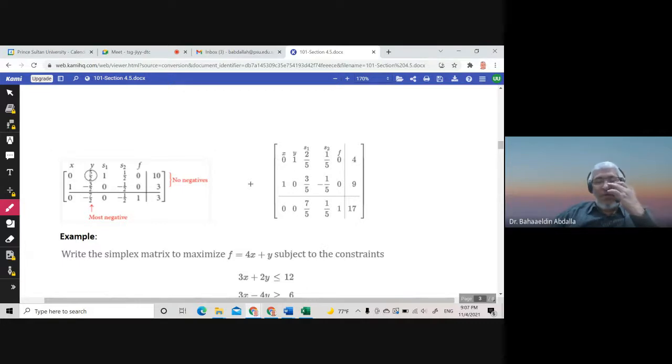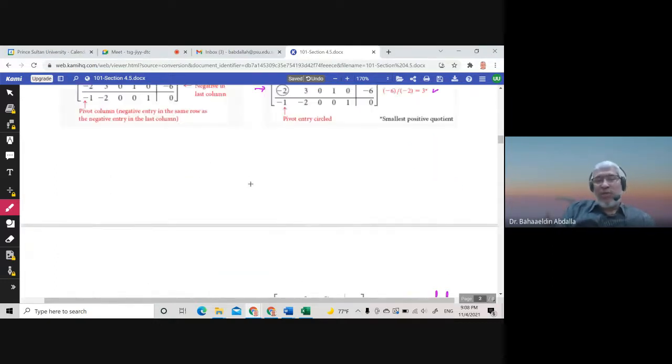Then we search for negative numbers in the indicators, and there are none. So this is the final matrix. The conclusion is that the maximum value of F is 17. It occurs at X, which is a basic variable, and this is its value, so X equals 9. Y is also a basic variable, and this is its value, so Y equals 4. That's the solution of this problem.